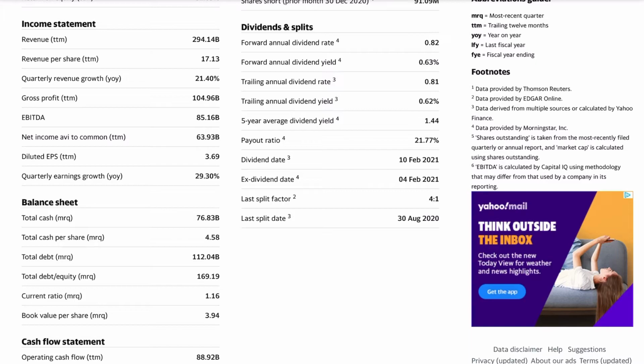They have 76.83 billion in cash and 112 billion in debt. So when you look at that figure, and you look at a company like Apple that is receiving a revenue of 294 billion and they have a profitability of 21%, you think, okay, why doesn't Apple pay off more of its debt? And this comes down to how effective companies are at managing their debt.